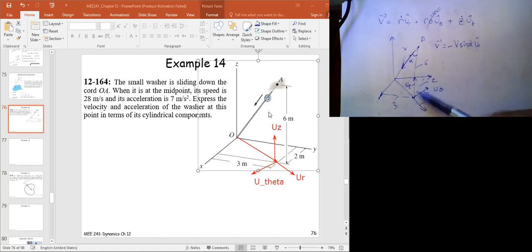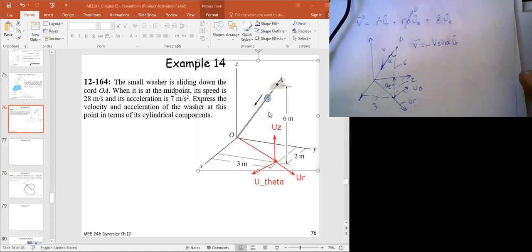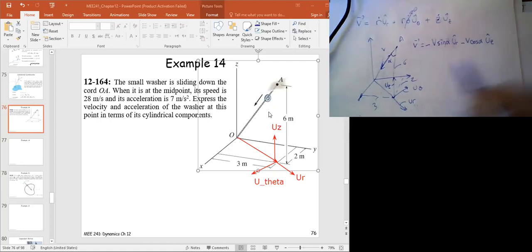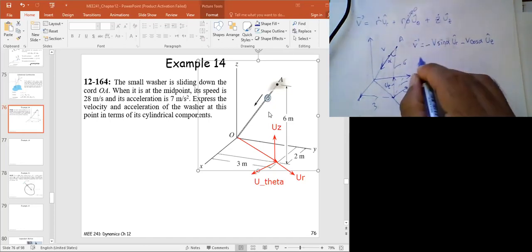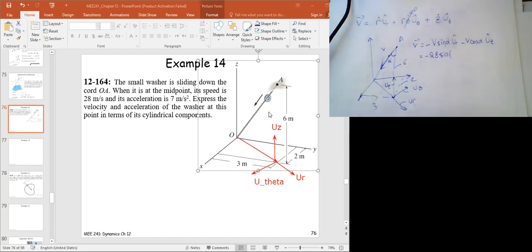How about along the UZ direction? Minus V cosine alpha UZ. Okay. So that's it, right? What is the value of V? 28, right? What is alpha? How can I calculate alpha?